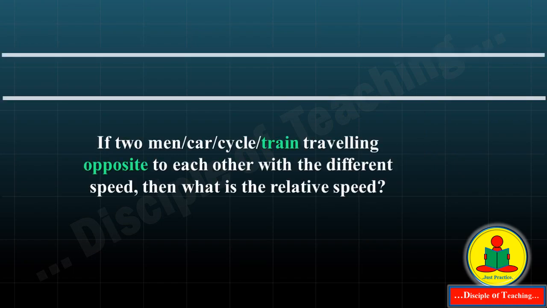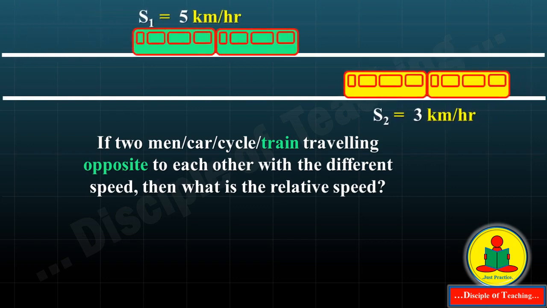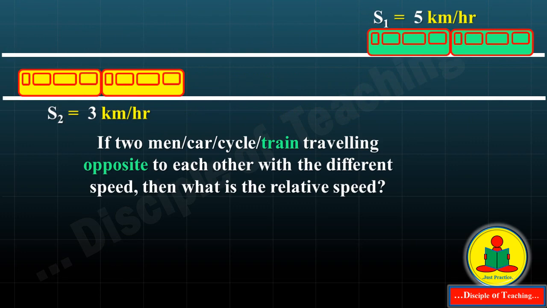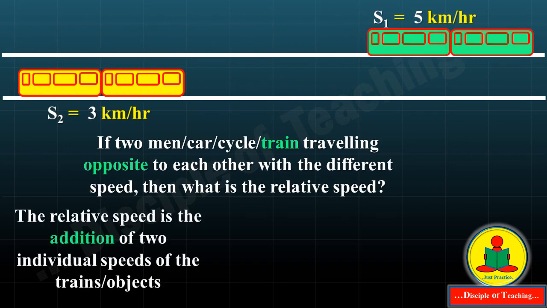If two trains are traveling opposite to each other with different speeds, then what is the relative speed? Here the relative speed is the addition of the two individual speeds of the trains or objects. So, relative speed SR is equal to S1 plus S2, which is 5 plus 3 gives 8 km per hour. Here S1 is the speed of the first train and S2 is the speed of the second train. So we have to add both the speeds.